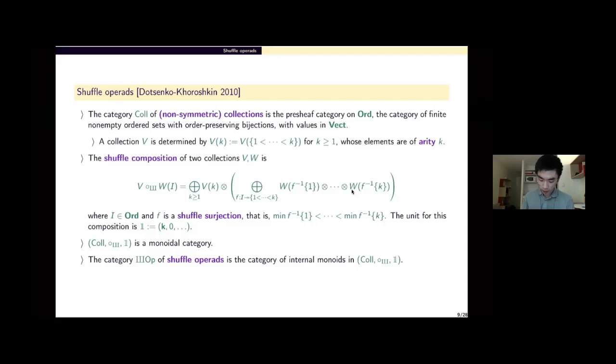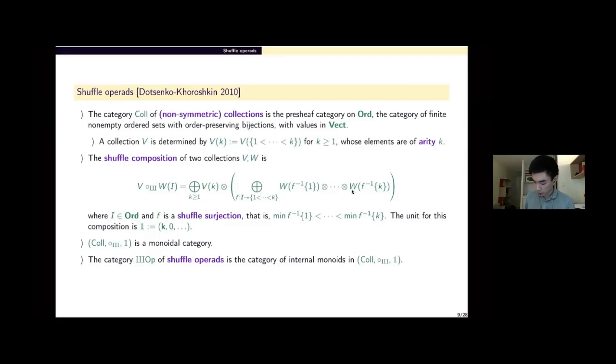The unit for this composition is a collection concentrated in arity 1 and of dimension 1. And I guess small k in bold is the field. So this is a monoidal category, and we denote by ShOp the category of shuffle operads.